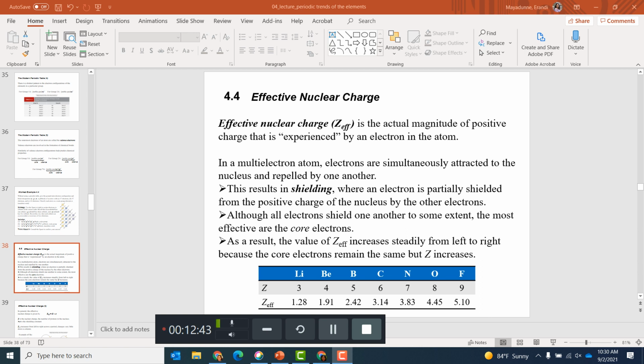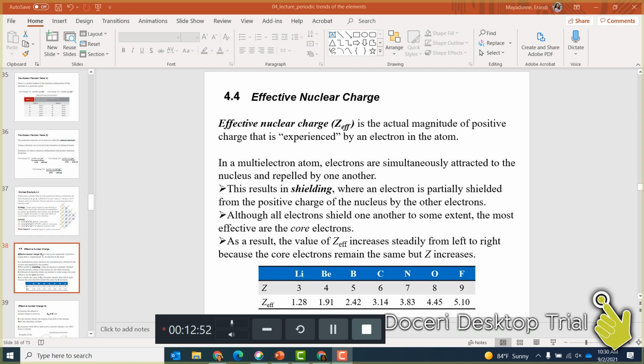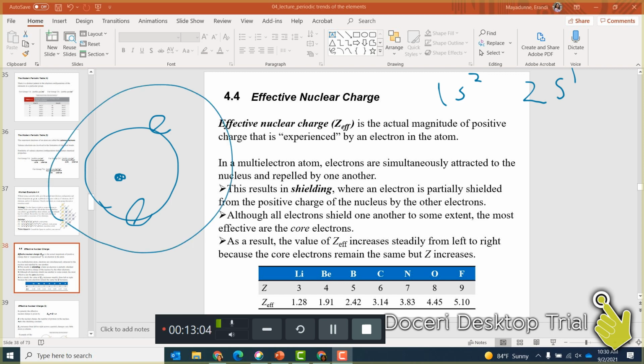Think about the electrons in the shell. Let me draw a diagram for lithium. Lithium has 1s2, 2s1, so it's 3 electrons. The 1s2 are here, the 2 electrons here, and the other electron is in this shell. For the valence electron, how many protons? It's 3 protons.